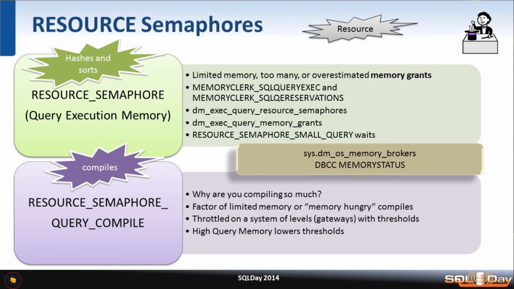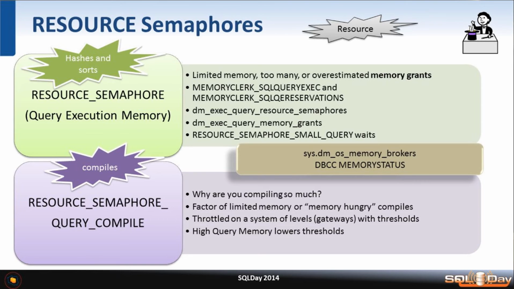Resource semaphore waits. Based on our time here, I have a demonstration that I'm going to skip, but you can run it yourself. I knew that I might have to skip it, but it's a pretty good script to show you a high sort scenario where you can see these wait types show up. I will stop, though, and show you something in DBCC MEMORYSTATUS that I want you to pay attention to for compile.